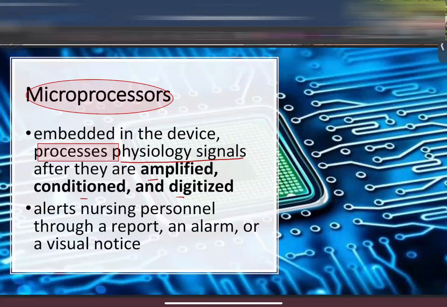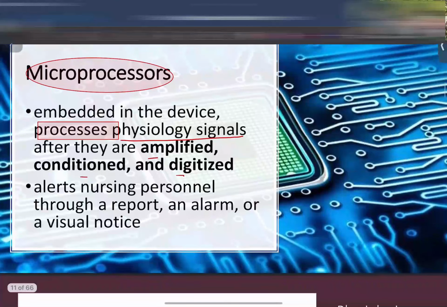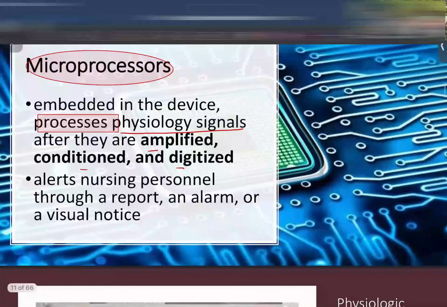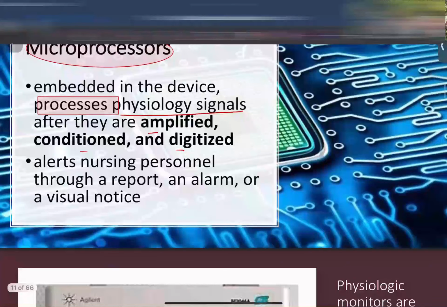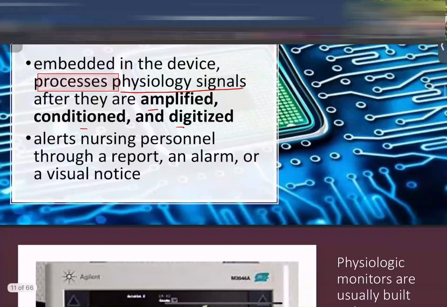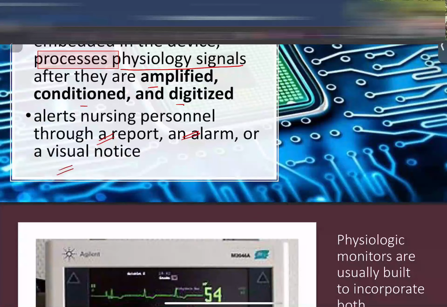Okay, that's a microprocessor. So I don't know how they're doing that, but that very small device can actually interpret what's happening. It's the same device or the same thing that can compute in your calculators class when you are using your computers. It's the same thing also class that is able to interpret what's happening to our patient physiologically. And the microprocessors class will be able to alert the nursing personnel through a report plus an alarm or a visual notice. Okay, so yan po yung mga way magre-report, mag-a-alarm, or visual notice.